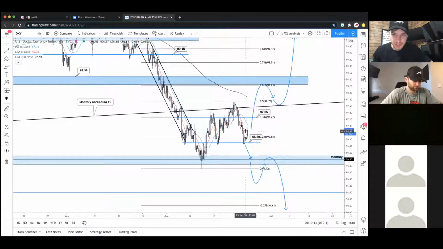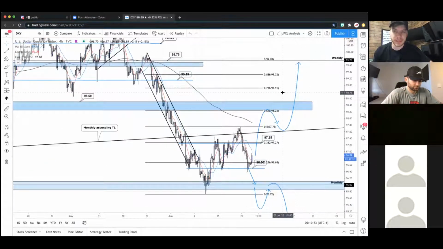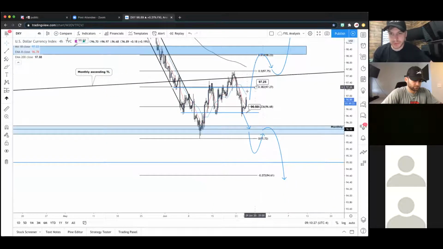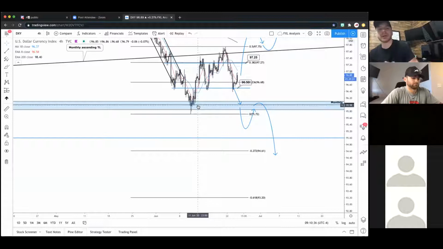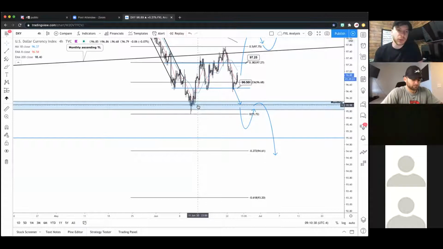If this does get above 97.25 and then above this trend line, look for a higher low, and that would be a continuation higher, back to the upside, back into this range potentially, and we'll be targeting this weekly. But if price action falls off, let's say we get a lower high right here, and price action pushes lower, again, I'm not going to take a trade until this monthly is broken, because until this monthly is broken on a daily time frame, it's still a bullish trend.